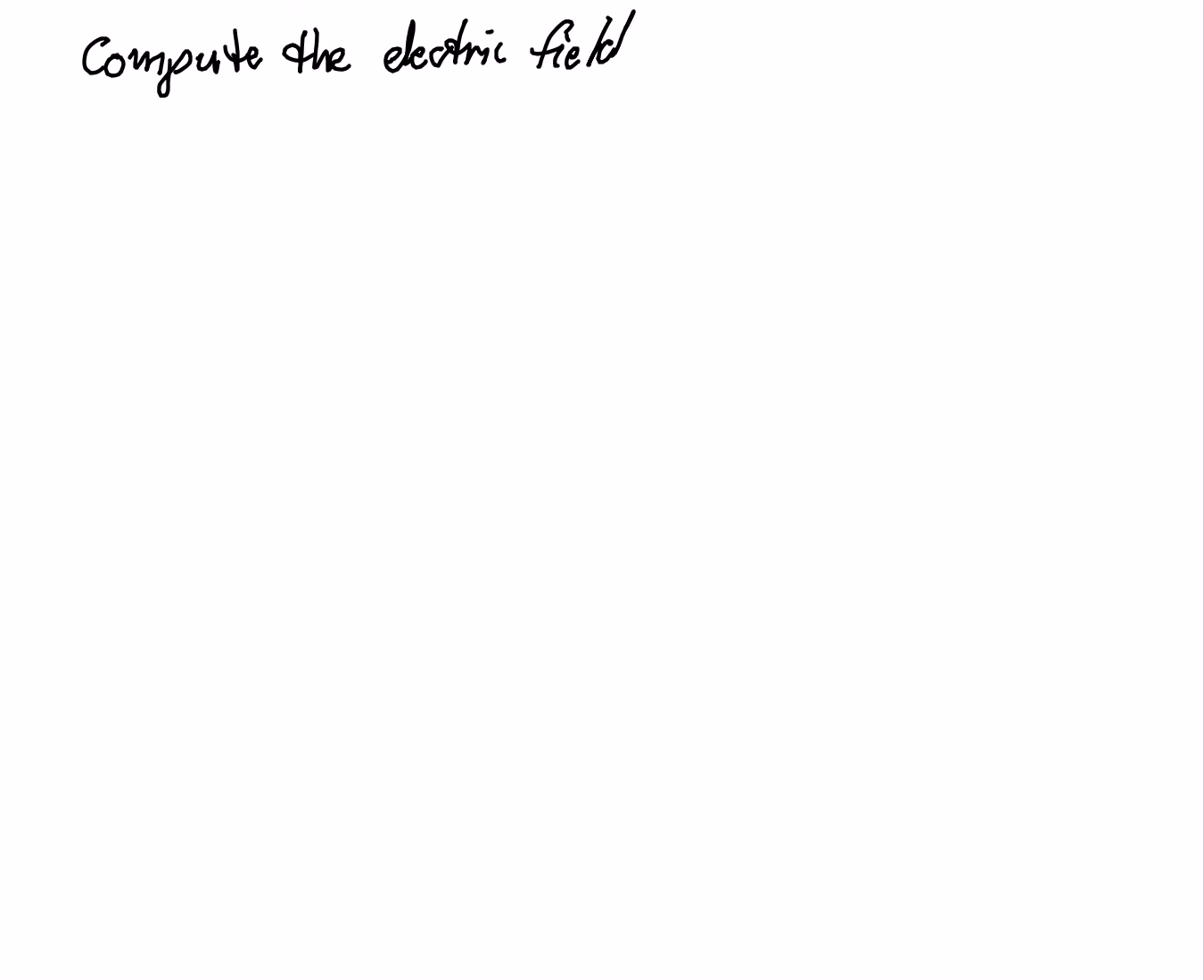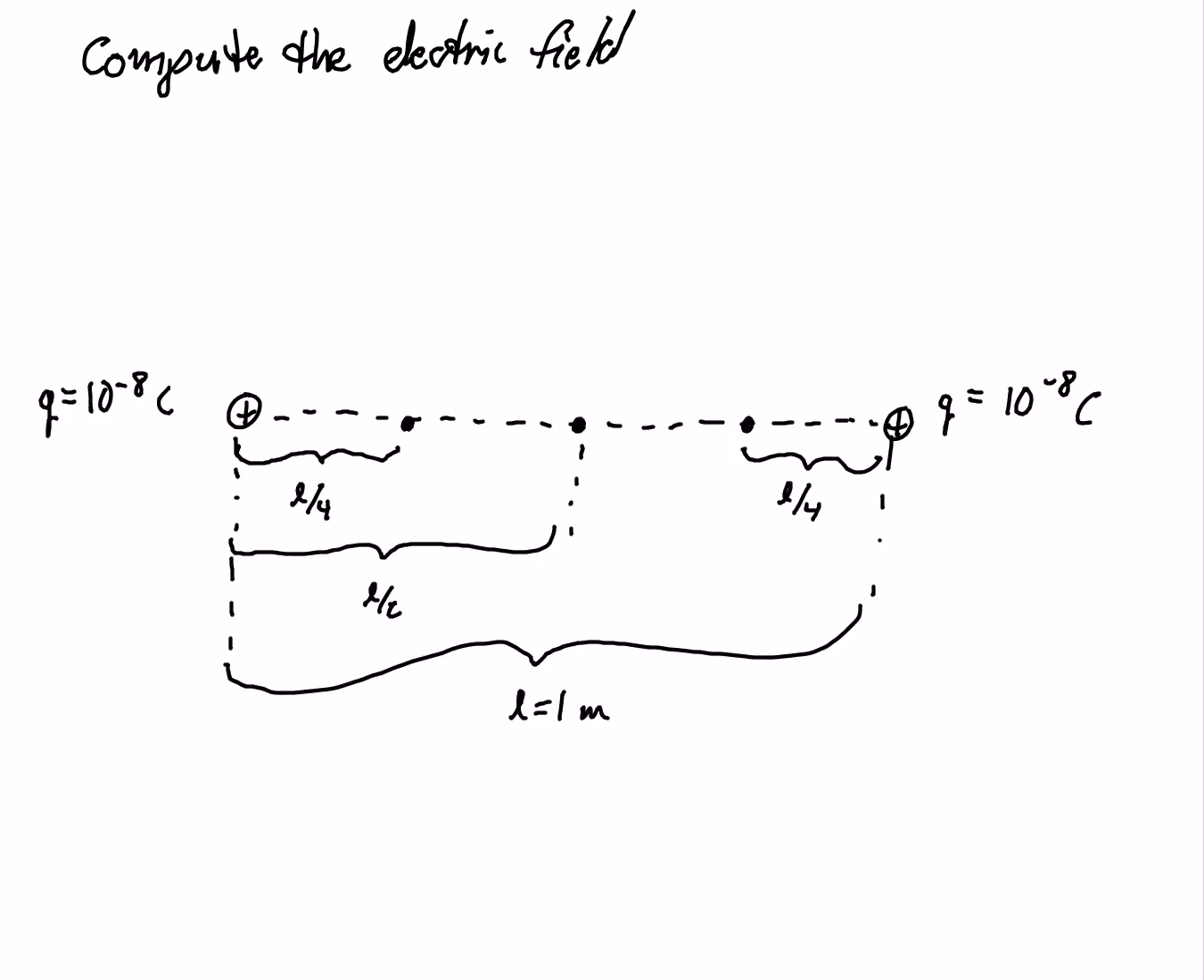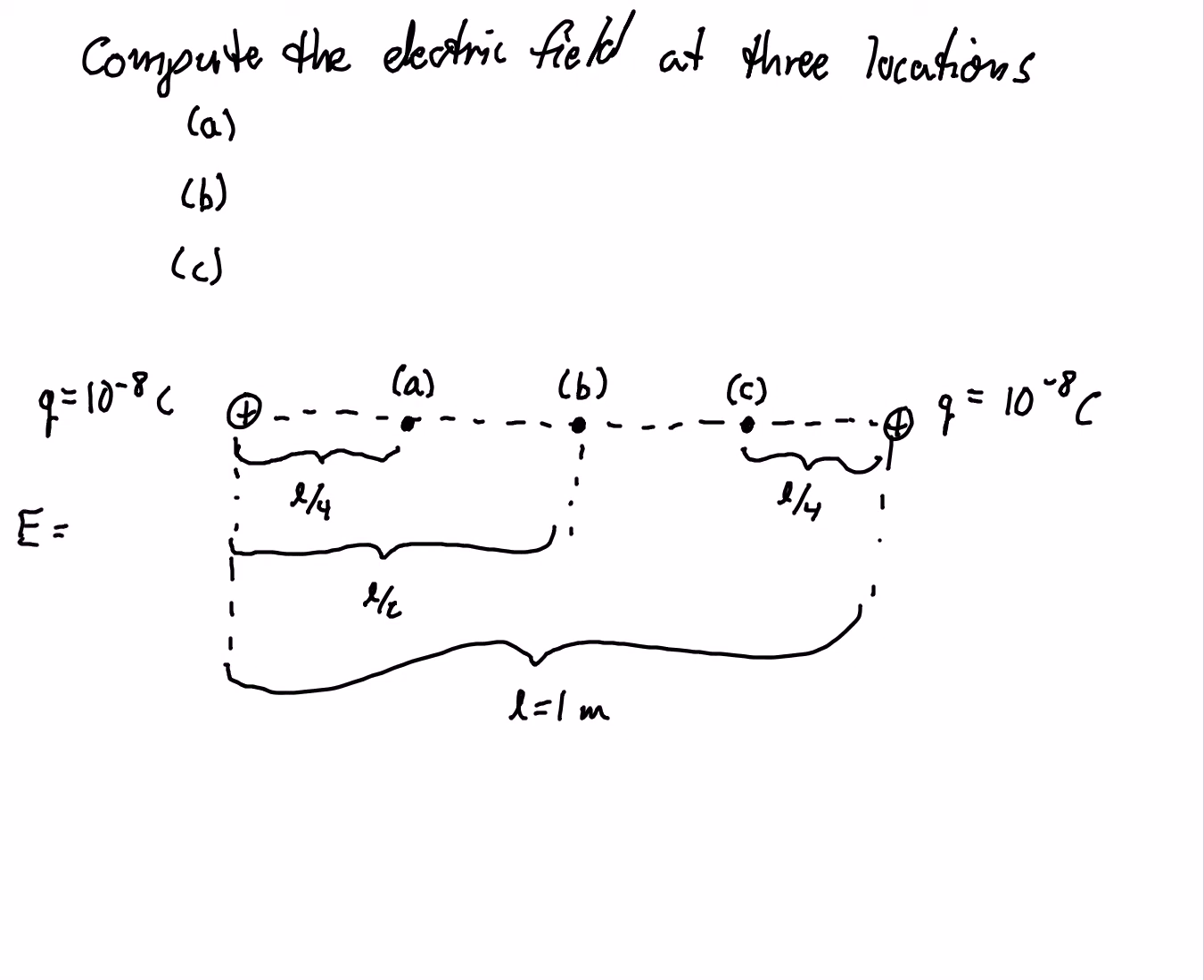Now let's do an example where we actually compute an electric field. We'll consider a configuration of two equal positive charges, both with charge 10^-8 coulomb, some distance L equals 1 meter apart, and we'll consider the electric field at three locations, A, B, and C. First, we'll compute the electric field at location A. Now we're going to make use of the equation we derived in the first lecture for the electric field due to a point charge. It's kq over r squared.